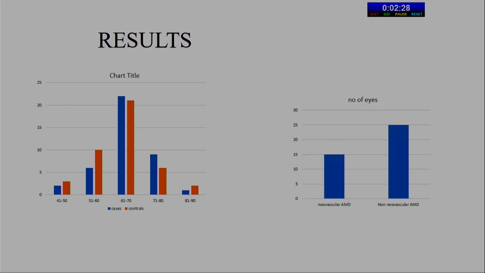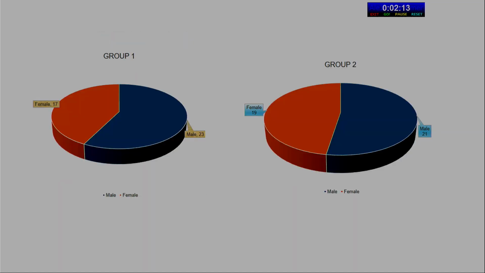So we have the results here. From the results we can see it was most commonly seen in the age group of 61 to 70 years, and about 15 cases presented with neovascular ARMD and 25 cases with non-neovascular AMD. We could see ARMD in 23 males and 17 females in group 1, and 19 females and 21 males in group 2.